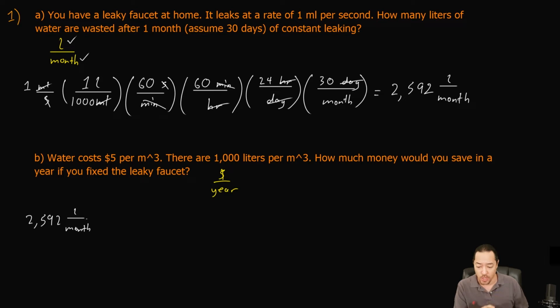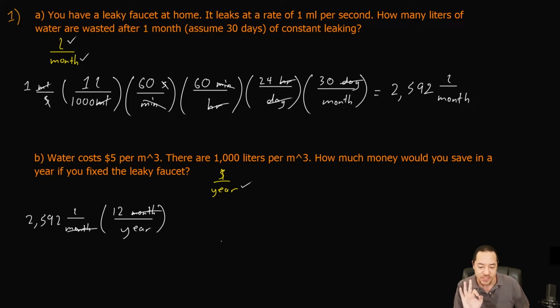Okay, so how do we convert this over? Well, first we can convert the months to years. That shouldn't be too hard, right? So we know that there are 12 months in 1 year. That will allow us to cancel out the months. And now we've gotten the year in the denominator, so that part is done.